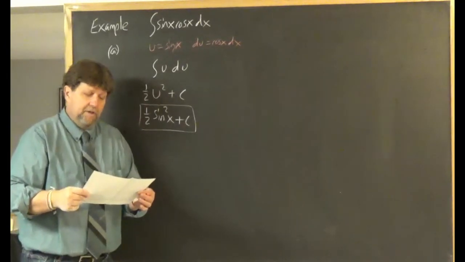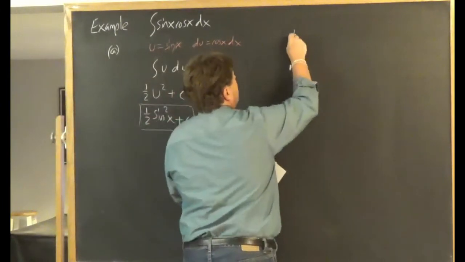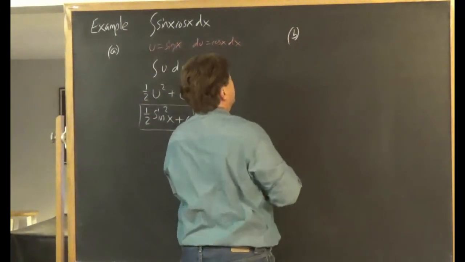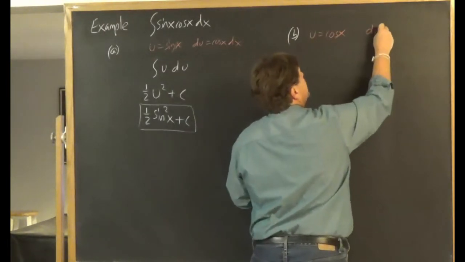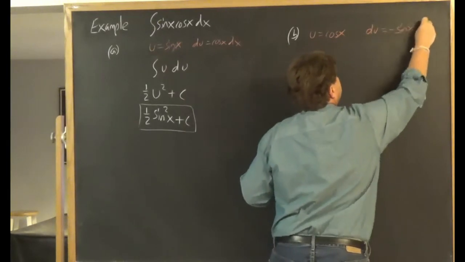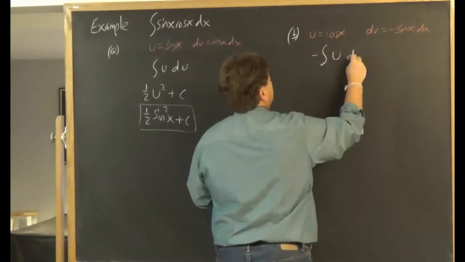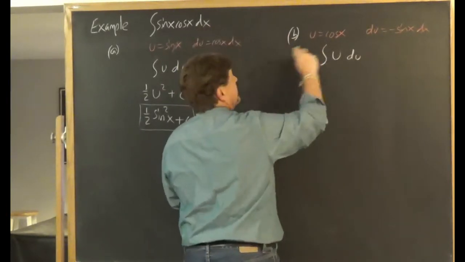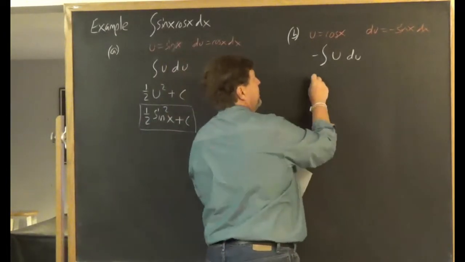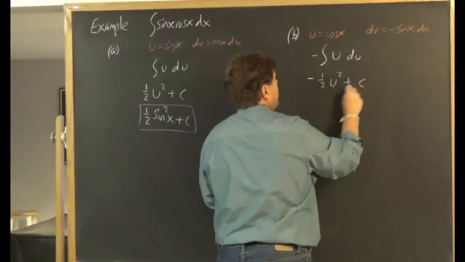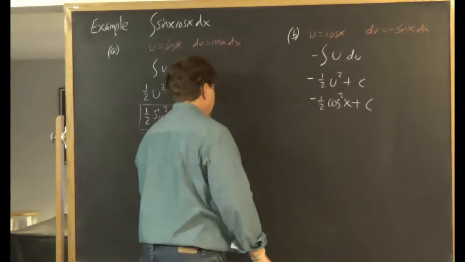Part B, I asked you to do u substitution where u is cosine x. So part B, it's the same integral, but you're letting u equal cosine x. Well, if u is cosine x, du is negative sine x dx. So when you substitute in, you'd have a u, but negative du would be the sine x dx. So you get an antiderivative, negative 1/2 u squared, and you get that as an antiderivative.